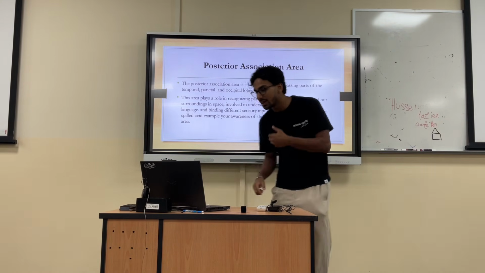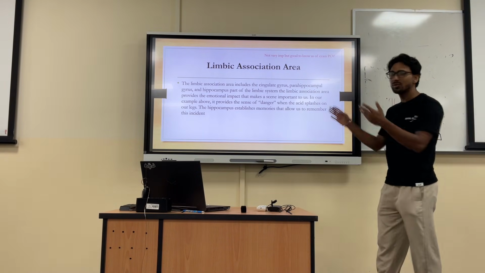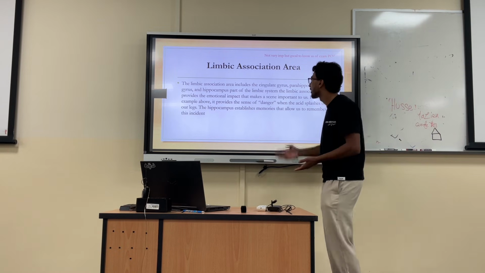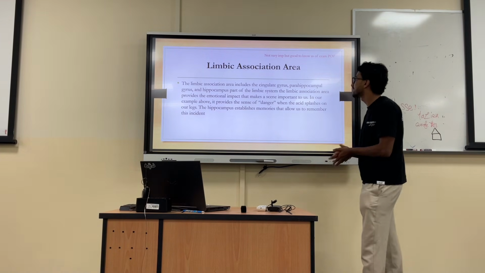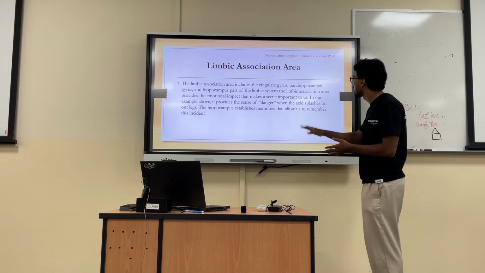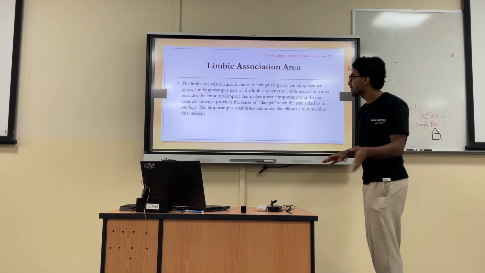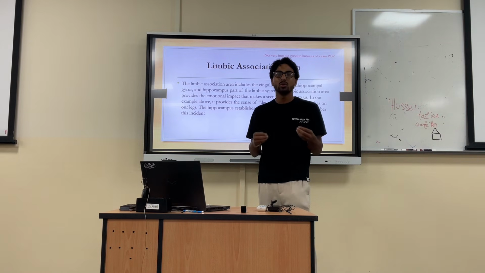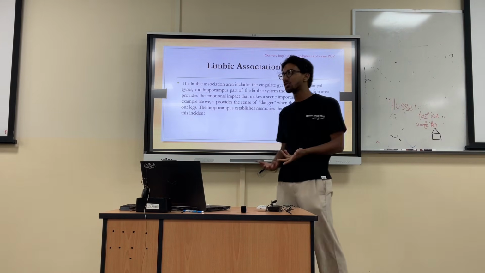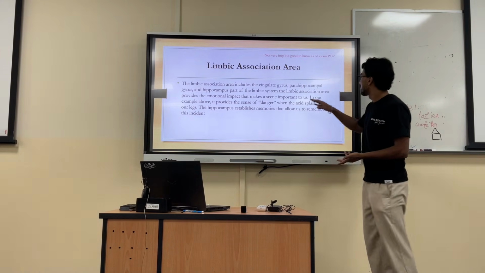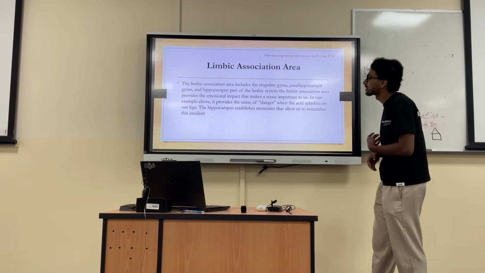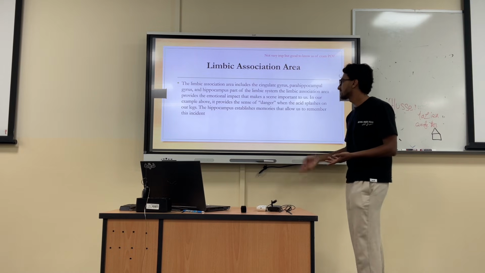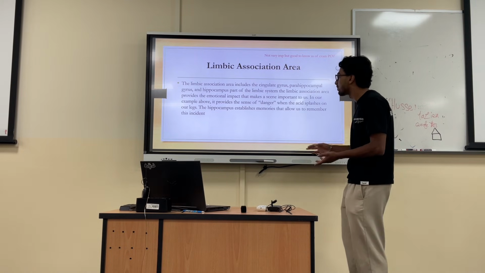And now we come to the limbic association area. It's not very important from your exam point of view, but it's always good to know what is helping in what. The limbic association area includes the cingulate gyrus, and the parahippocampal gyrus. You don't need to know all the gyri. The hippocampus, you need to know, is a part which plays a huge role in your limbic system, the emotional system of your brain. In our example above, it provides us a sense of danger when the acid splashes on our legs. The hippocampus establishes memories that allow us to remember this incident.